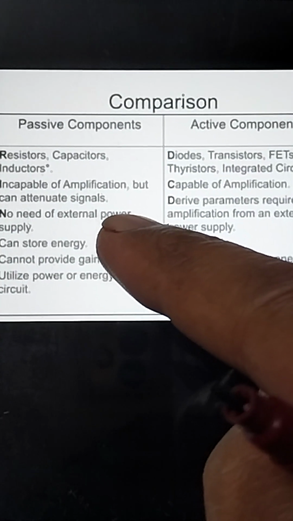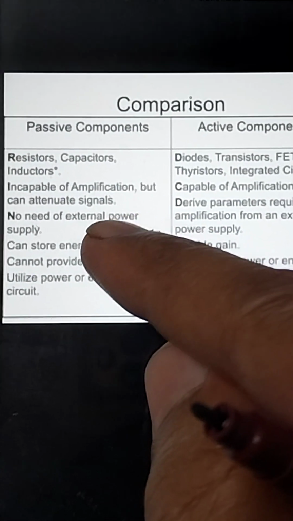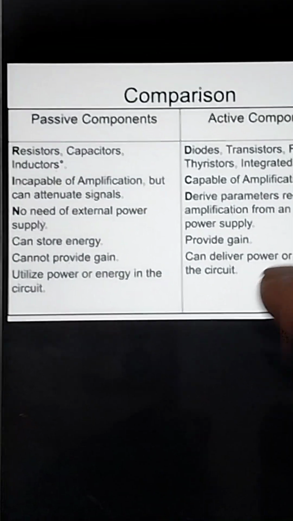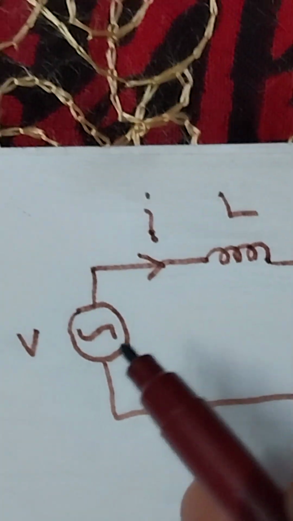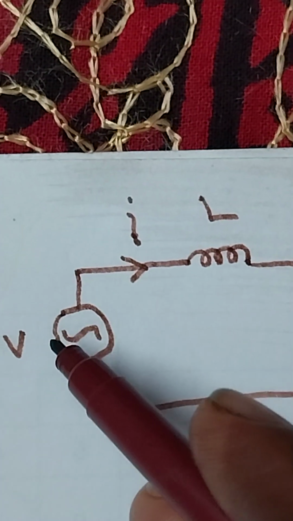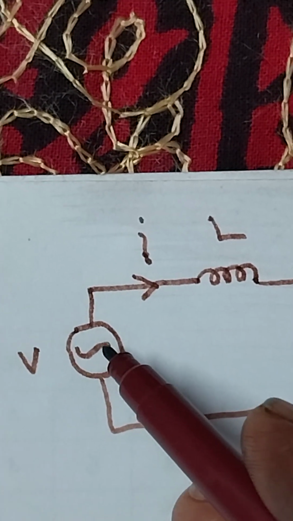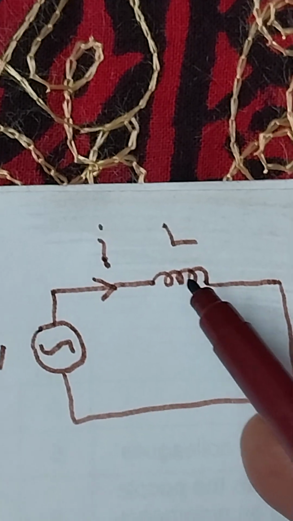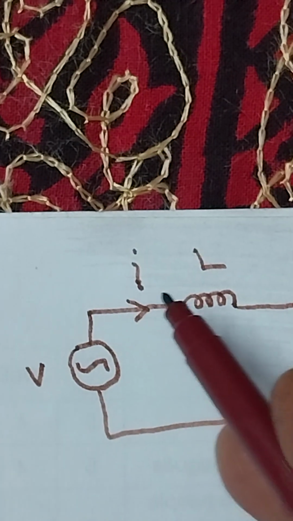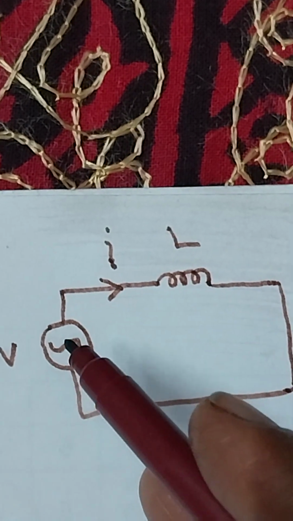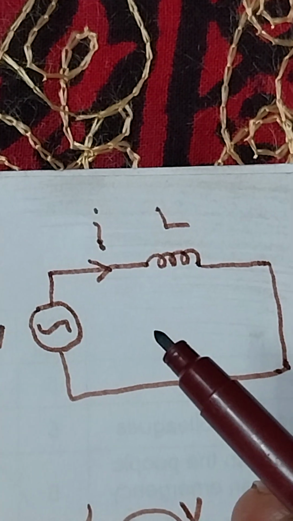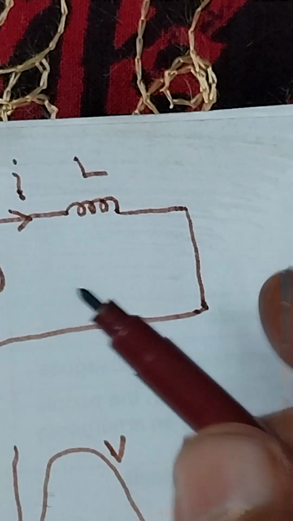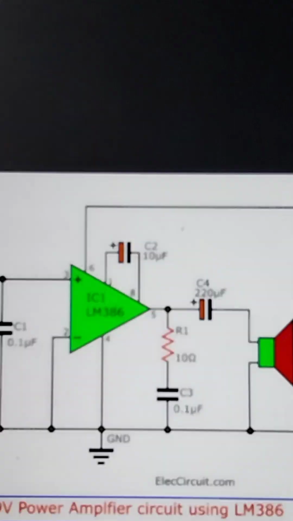Let us discuss this with a more description. Passive circuit components do not need external power supply. Here is an RL circuit. Here this sinusoidal voltage source is connected with this circuit. Sorry, this is an inductive circuit. Current I is flowing through the inductor. So no external power is needed for passive components. But amplification needs an external power supply.